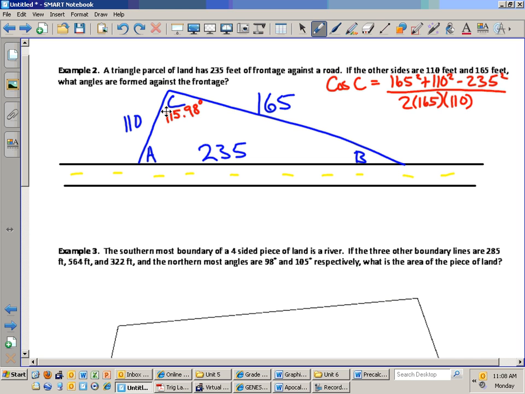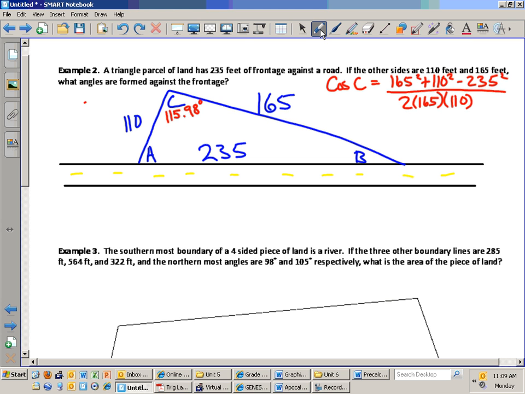I decided to solve for C. So I set it up that way. Well, no. Jalen said that we want to solve for C because it's opposite the largest side. Therefore, it will force out the obtuse angle. Okay, so I want to solve for A and B. Those are the angles that are up against the frontage road. How will I solve for A and B?